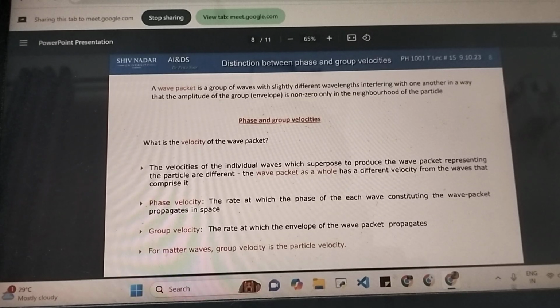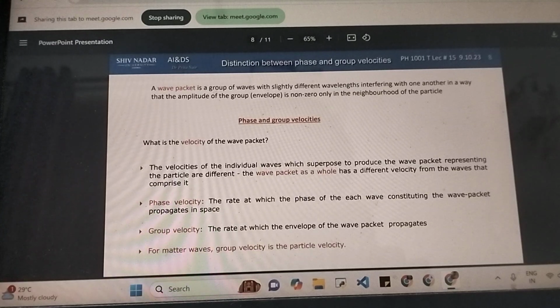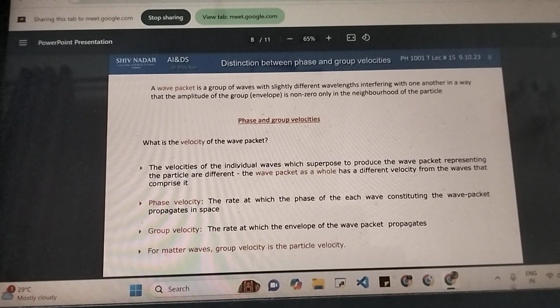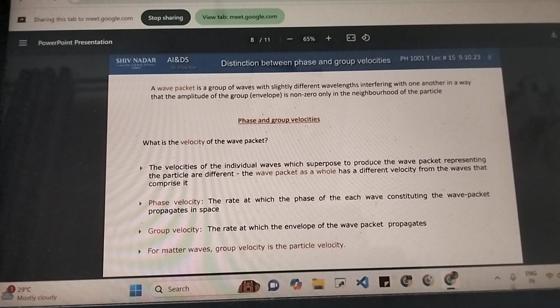So a wave packet is a group of waves with slightly different wavelengths interfering with one another in such a way that the amplitude is non-zero only in the neighborhood of the particle. This is precisely what we looked at in the previous section. Now we come to the concept of phase and group velocities.